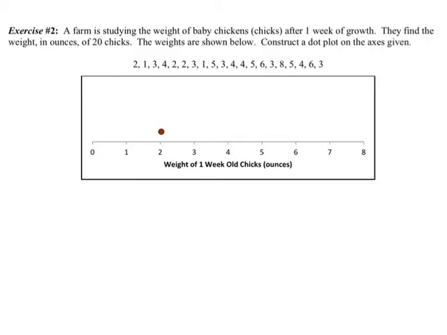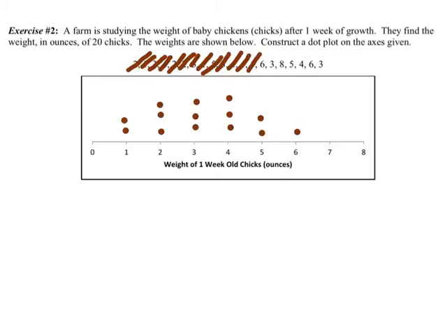So we have 1, 2, so I'm going to put my dot on 2. Whenever I have created that, I always like to put a line through it so we know we're done. 1, 1, 1, 3, 1, 4, 2, 2, 3, 1, 5, 3, 4, 4, 5, 6, 3, 8, 5, 4, 6, and 3.